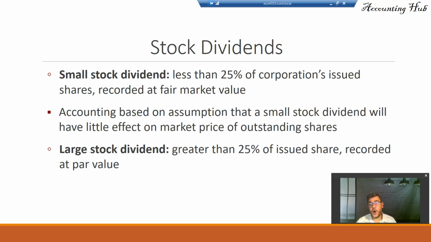We have small and large stock dividends. Small stock dividends, less than 25% of corporation issued shares. We do it based on assumption that a small stock dividends will have little effect on market price. Large stock dividends greater than 25%. And so small stock dividends, we record it at market value. Large stock dividends record at par value.